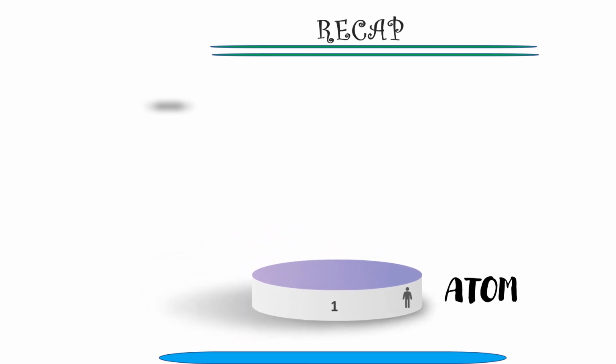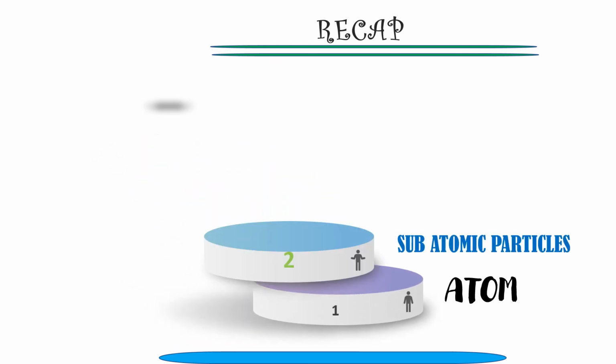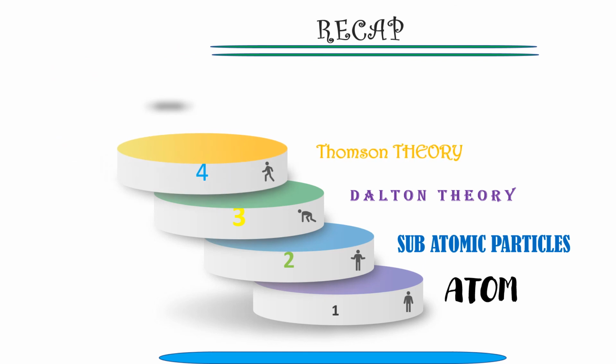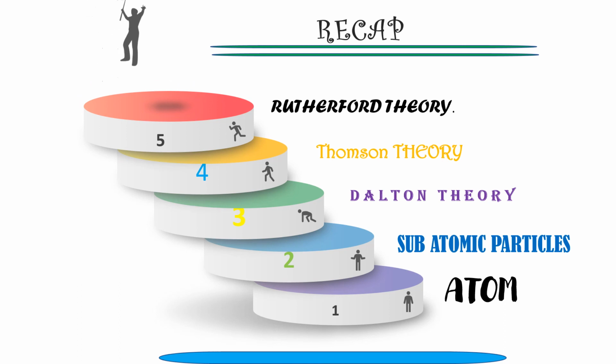So I give a small recap about our section, students. First, we have learned the atom. Second, the subatomic particles. What are the subatomic particles? Electron, proton, neutron. What is the charge of the neutron? No charge. Dalton theory, then Thomson theory, then Rutherford theory. Finally, the atom was fully defined. Okay.